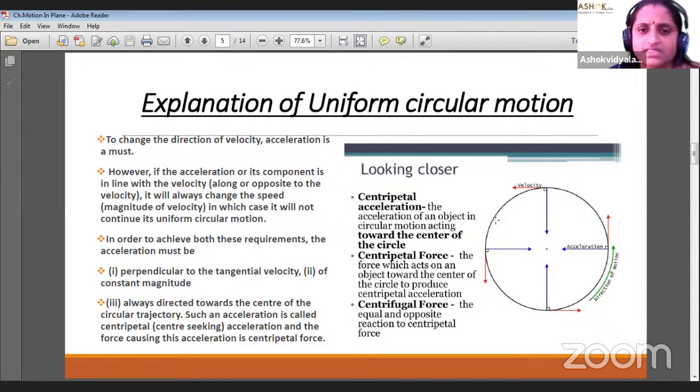See, centripetal acceleration is the acceleration of an object in circular motion acting towards the center of the circle. The force which acts on an object towards the center of the circle to produce the centripetal acceleration is the centripetal force. The centrifugal force is the equal and opposite reaction to the centripetal force, the force which acts on an object away from the center of the circle to produce the centrifugal acceleration.